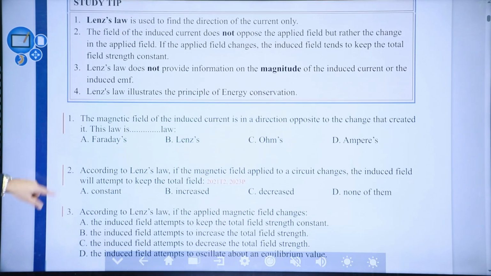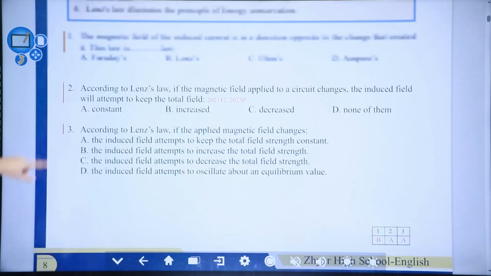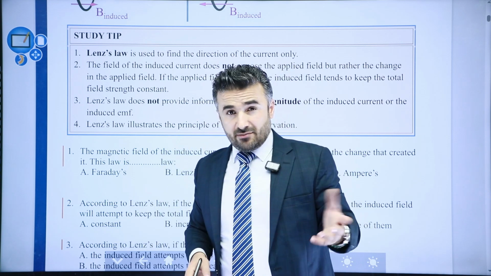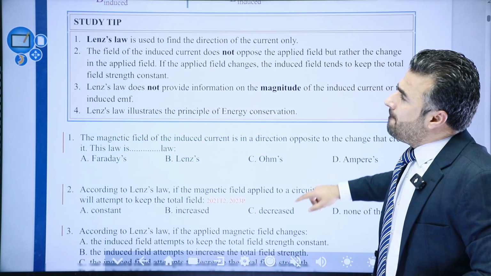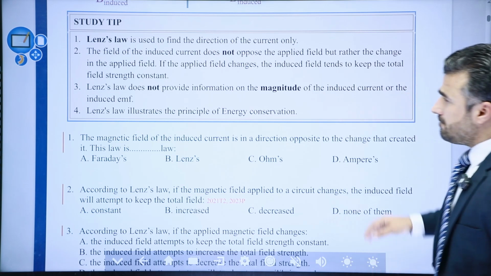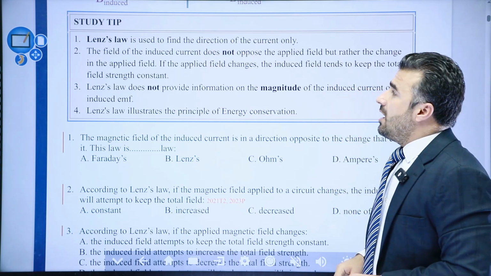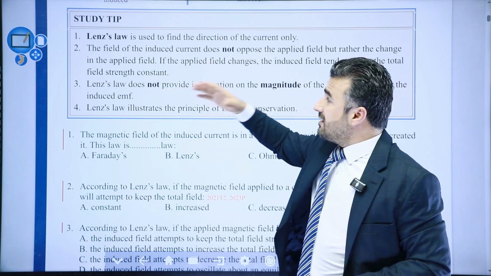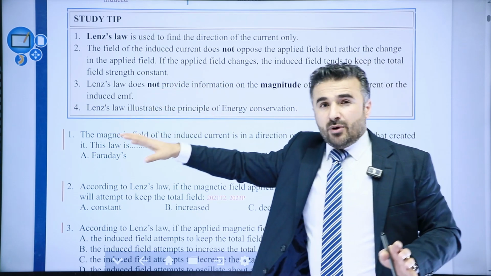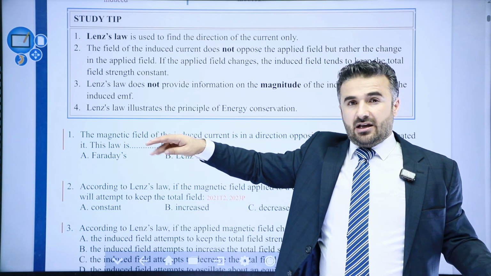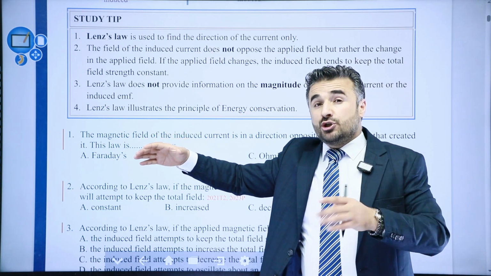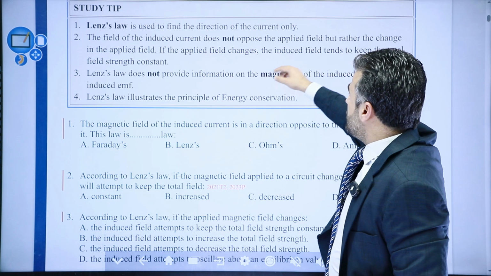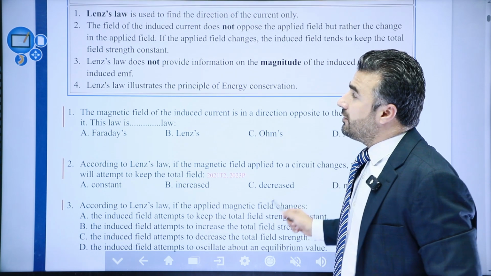But a few tips are very important regarding Lenz's law. Let me go through this real quick. Lenz's law is used to find the direction of the current only, not the magnitude, because magnitude will later come using Faraday's law, okay? So this is just for the sake of the direction of the current. The field of the induced current does not oppose the applied field, you see? The field induced on the coil will not oppose the field of the bar magnet. It will only oppose the change in the magnetic field of the magnet. So with the applied field change, the induced field tends to keep the total field strength constant.